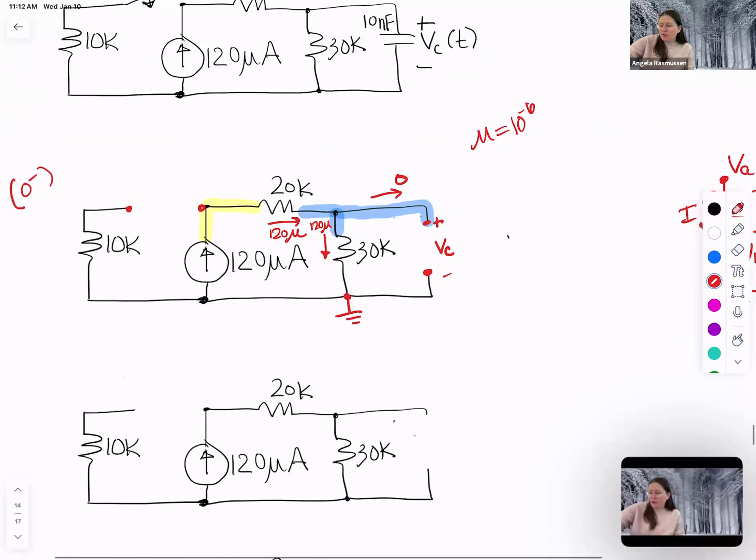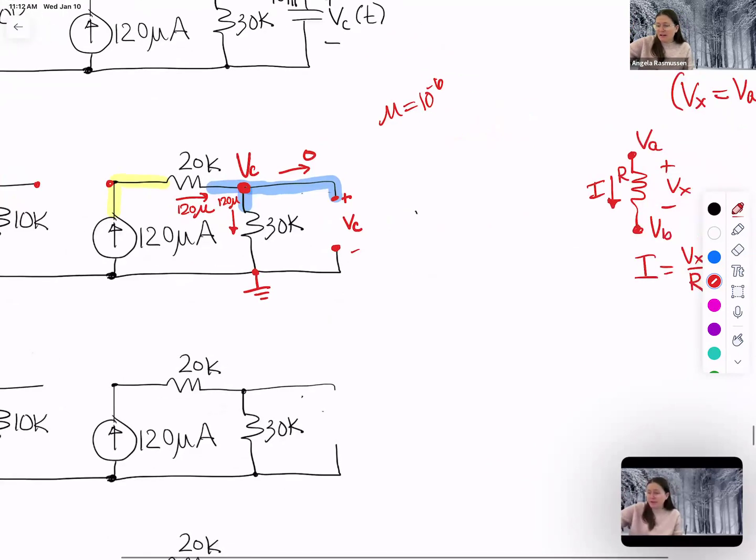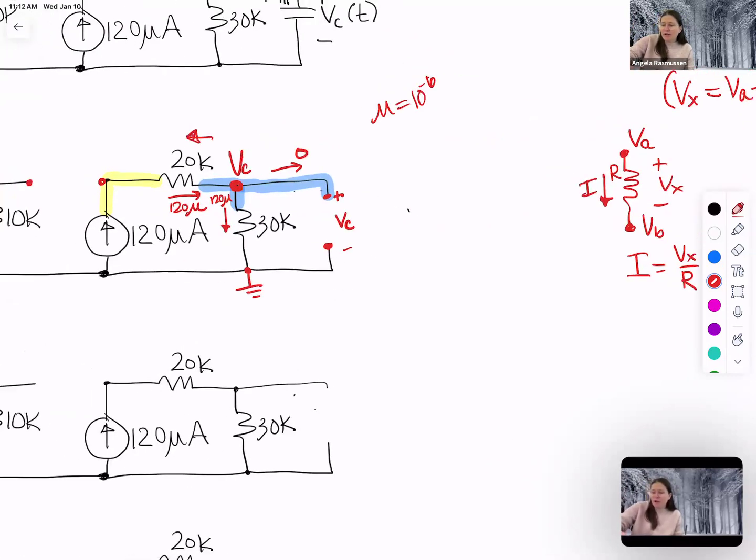So in this case, if I was to do node voltage here, I label this one VC, which is still the same. And I know the current here is what? It's just negative 120 micro. And then I know that there's minus 120 micro down there, but I'm trying to solve for VC. So I want to write that I in terms of VC. So that will be VC minus 0, right? That voltage across it, VC's on the top, and then minus 0 on the bottom, over 30K. And so now I can just solve this as VC is 120 micro times 30K.